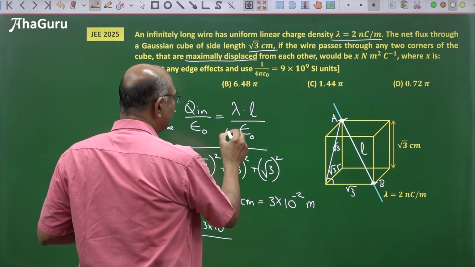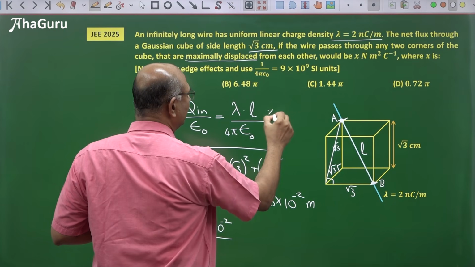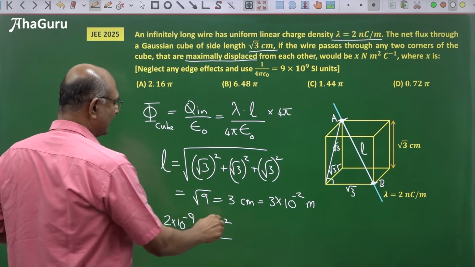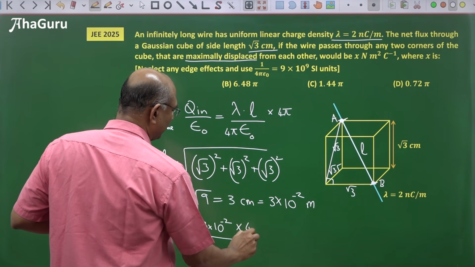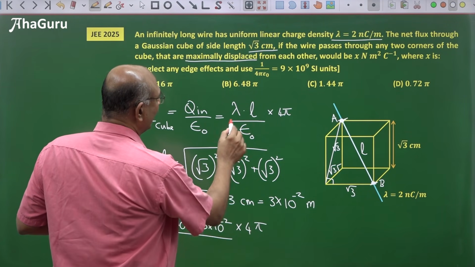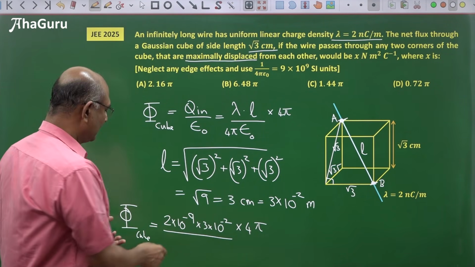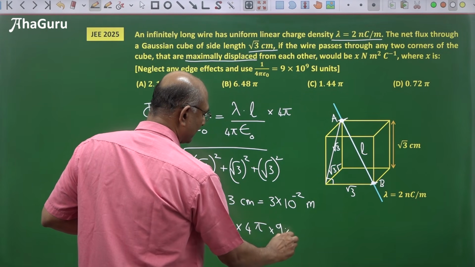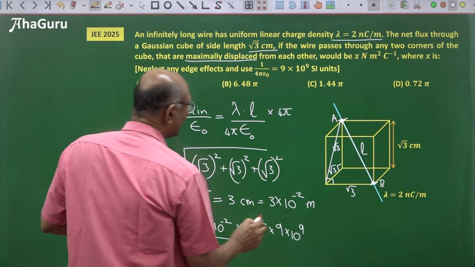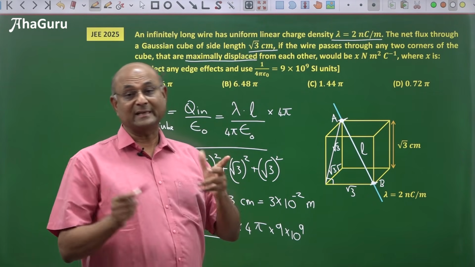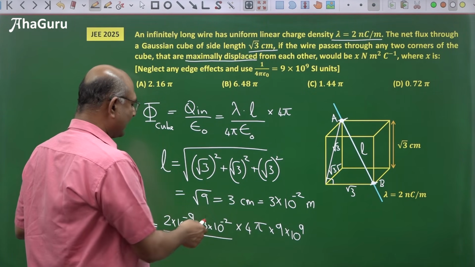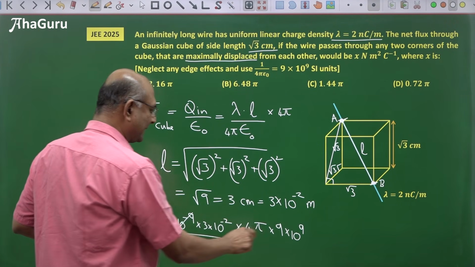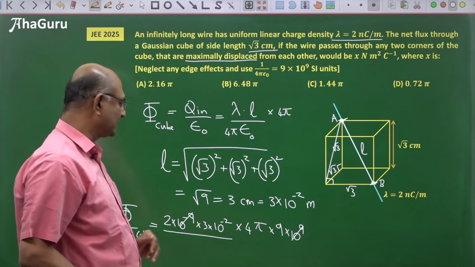So I can multiply by 4 pi here and multiply by 4 pi there, right? Anyway, we want the answer in pi. So I will say into 4 pi, and 1 by 4 pi epsilon naught is 9 into 10 power 9. So I can directly write that. So this is going to be the answer. Let us try and simplify. 10 power minus 9, 10 power 9 cancels.